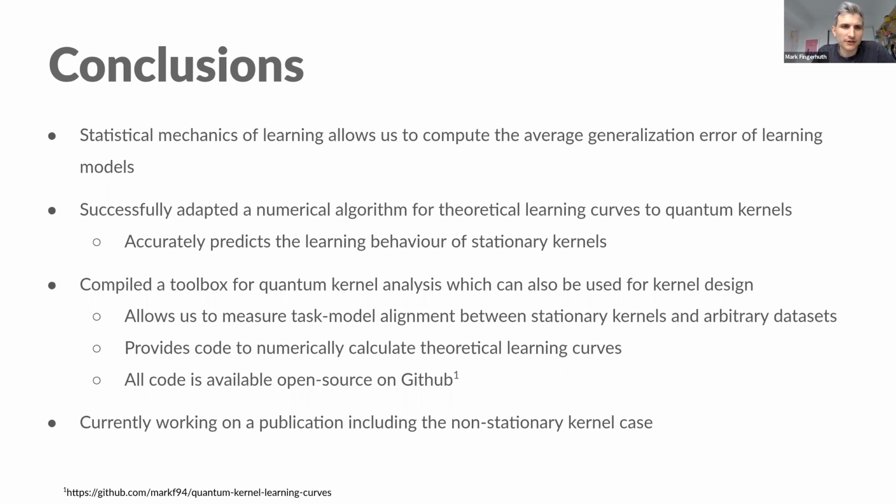So overall, that brings me to my conclusions. The statistical mechanics of learning allows us to compute the average generalization error of different learning models. We successfully adapted a numerical algorithm for theoretical learning curves to quantum kernels, and we showed that it helps us to accurately predict the learning behavior of stationary kernels. And we compiled this toolbox for quantum kernel analysis, which you can use for kernel design, given a particular data set. And it essentially allows you to measure the alignment between a given learning task and a machine learning model.